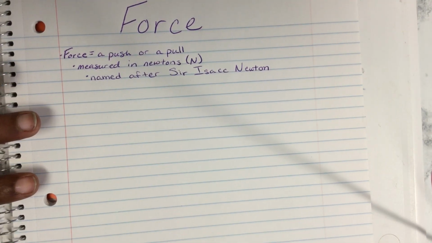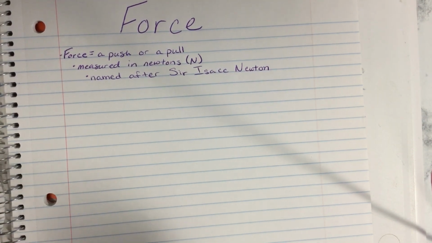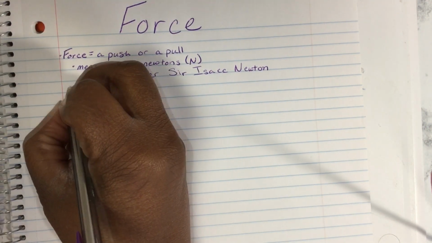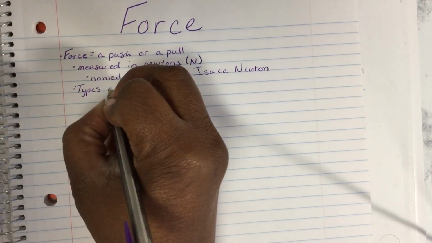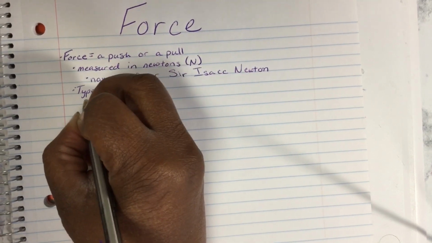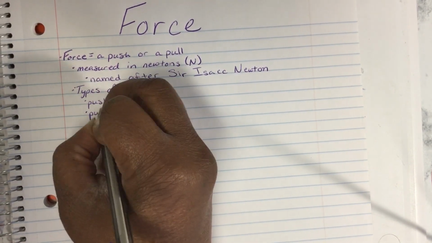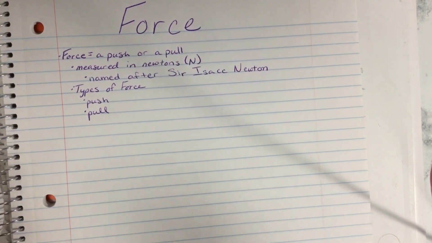We're going to talk about 5 different types of forces. The first 2, once again, are the most basic and most simple, pushing and pulling. Another type of force that we've already talked about would be magnetism.